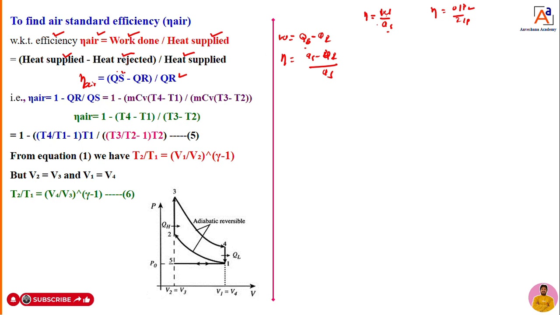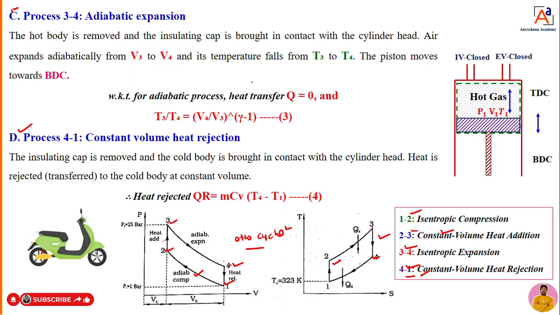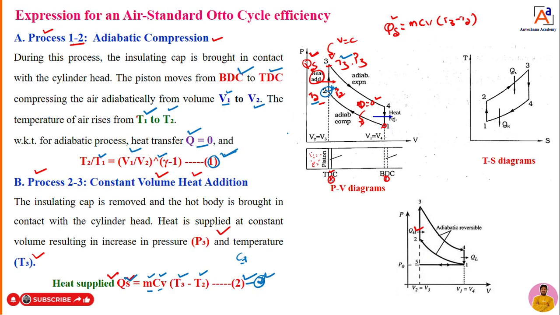Dear students, we know what QS and QR are. Small correction, it is QS. Now I can write the efficiency as 1 minus QR divided by QS. We already know the values of QR and QS, since during heat addition and heat rejection we got equations for the heat supplied and the heat rejected. What is the heat supplied equation? You can see here now.